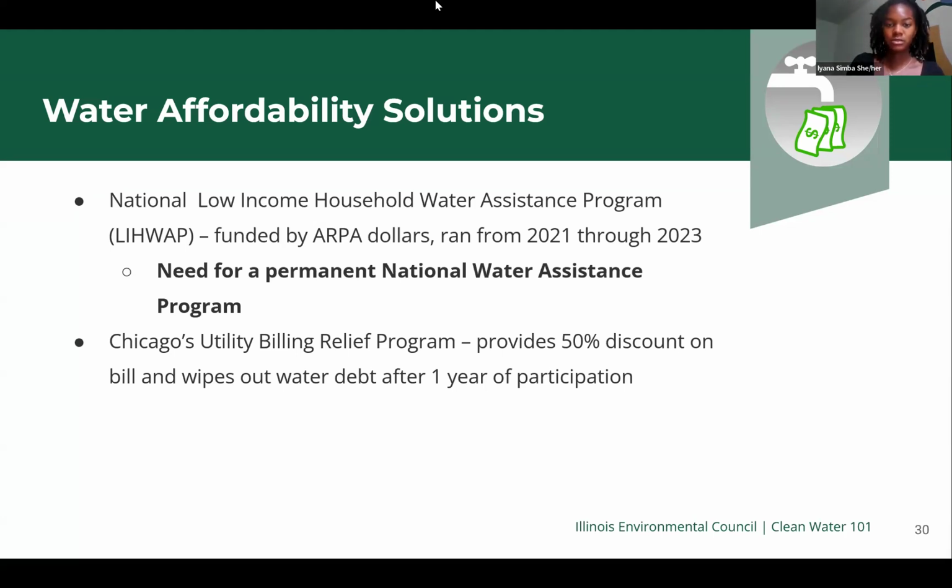There are some bills proposed at the federal level for a permanent national water assistance program, which I honestly think is greatly needed. The program had been proven to be pretty effective, especially for people who, again, are struggling to pay other bills to have some type of temporary relief. And then there is the existing Chicago Utility Billing Relief Program, which does provide a 50% discount on water bills and provides water debt wipeout. So I just want to highlight these programs because they're really effective in not only helping people pay their bills month to month or however it's being charged, but also wiping out debt, which for a lot of people is surprisingly a really big problem.